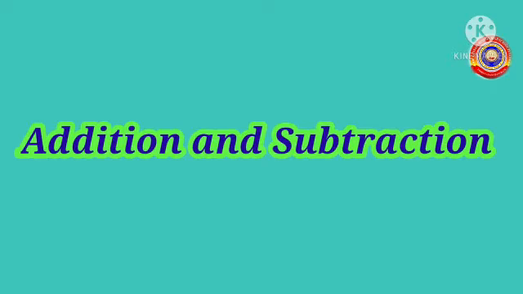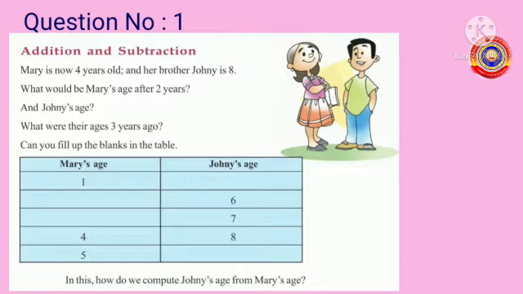We shall do this with a simple question from the textbook. Question number 1. Mary is now 4 years old and her brother Johnny is 8. What would be Mary's age after 2 years? Now she is 4 years old. After 2 years, her age will be 4 plus 2, that is equal to 6 years. And Johnny's age? Now he is 8 years old. After 2 years, his age will be 8 plus 2, that is equal to 10 years.